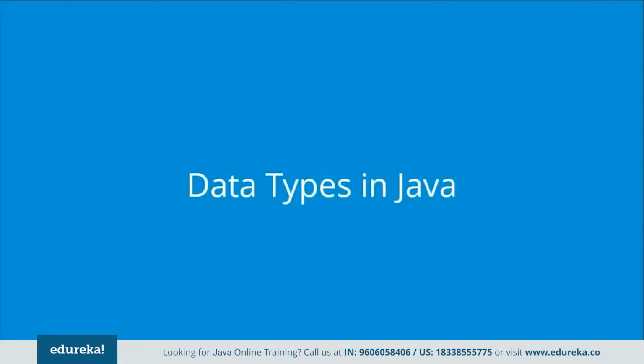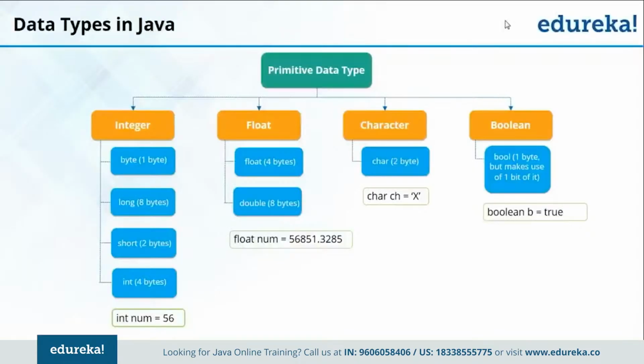We'll be discussing the various data types present in Java. These are some of the primitive data types that are present in Java. They can be mainly classified into four different types: integer, float, character and boolean. Integer is used to store a numerical value, and this numerical value cannot have decimal points. For decimal points you have float. Any numerical value that does not have a decimal point can be stored in an int.